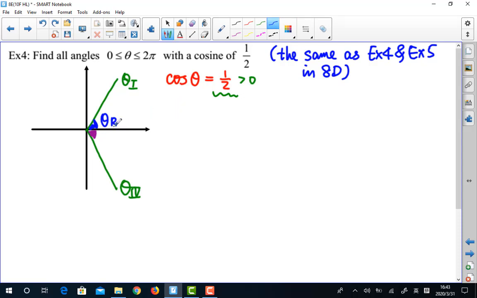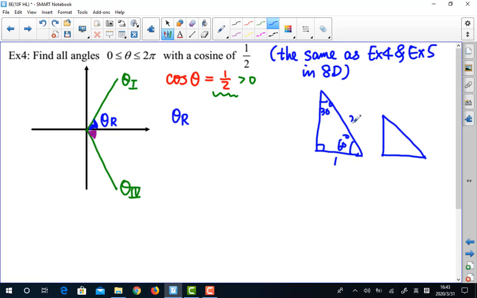How can I find the reference angle for this quadrant angle? Since this cosine ratio is 1/2, I need to think about both of these two special right triangles and think about in which special right triangle I can have adjacent over hypotenuse is 1/2. So 30, 60, 90, I should have the side lengths 1, 2, root 3. And the other right triangle is the 45, 45, 90 right triangle. I should have 1, 1, root 2.